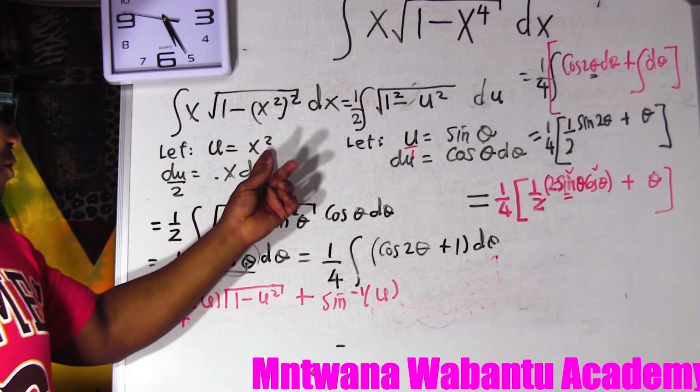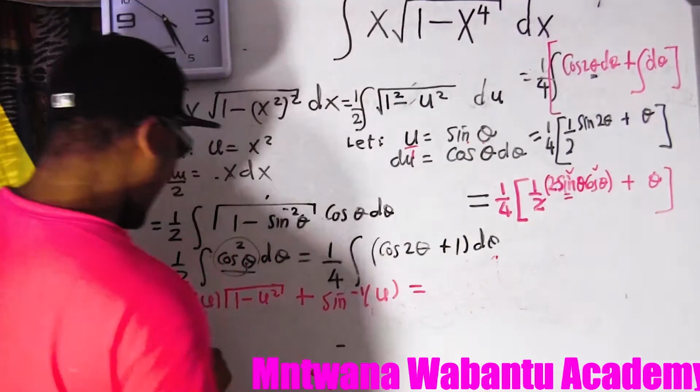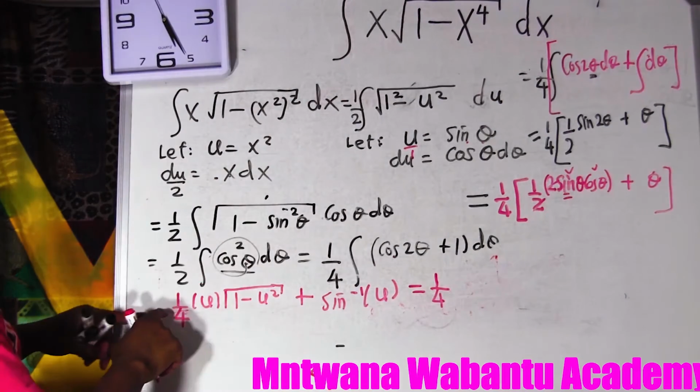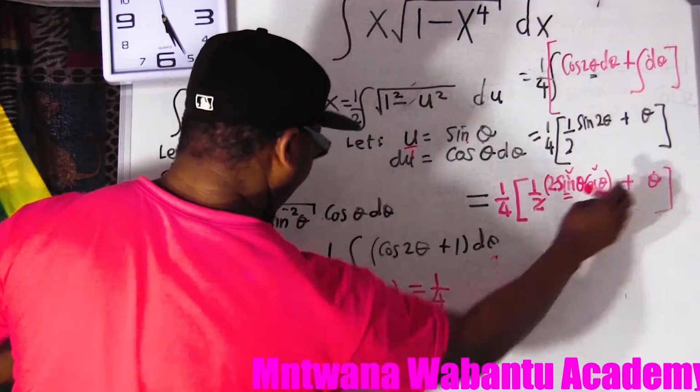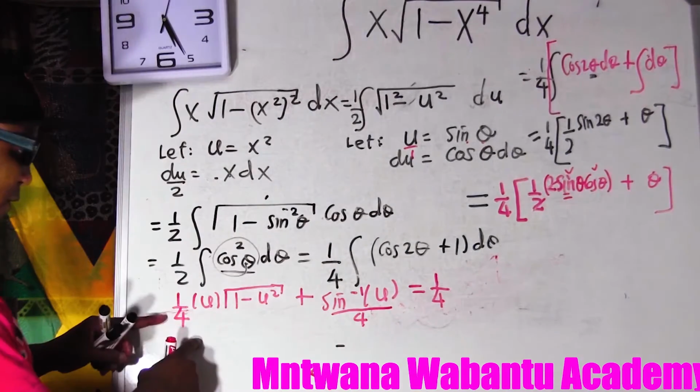So I can replace whatever there's a u with x squared. So this is going to become 1 over 4. And another thing, look, I forgot: when you multiply 1 over 4, this must be over 4 here. So it's going to be 1 over 4.